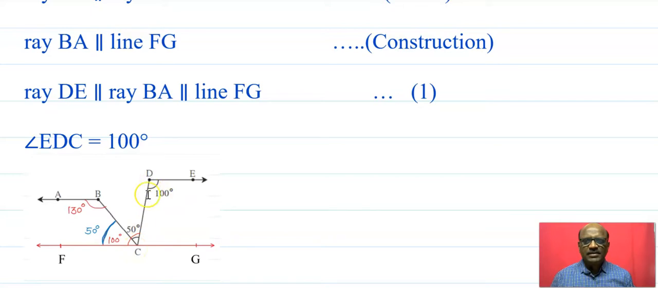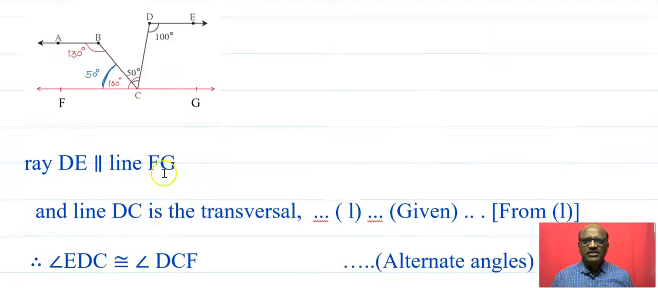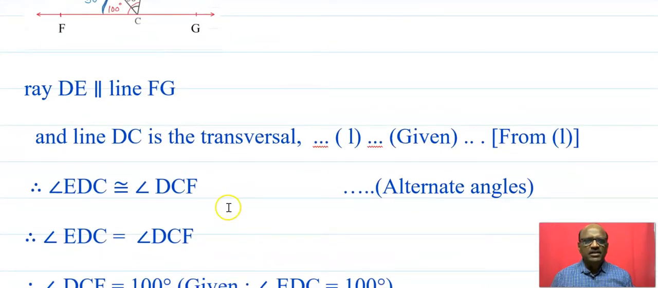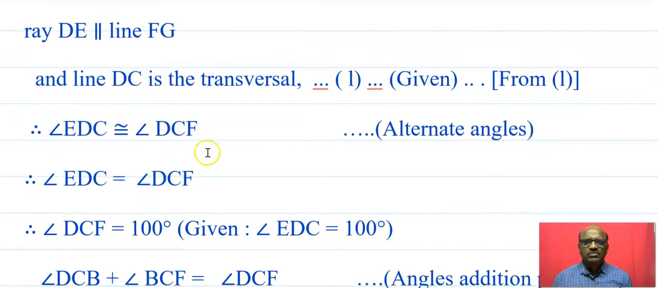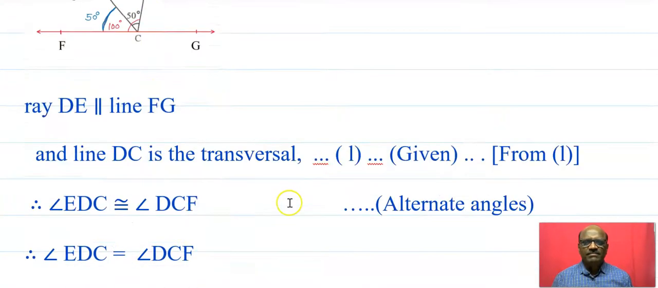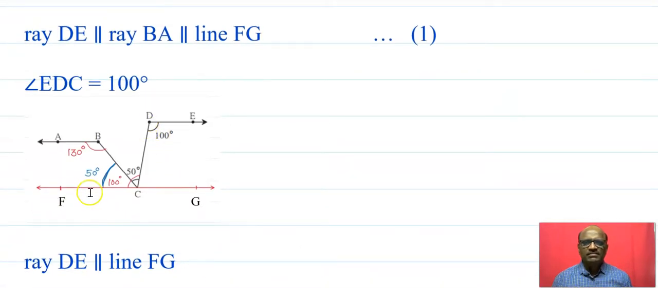Angle EDC and angle DCF are the alternate angles. Therefore, as I have shown here in the red lines, the measure of angle DCF is equal to 100. DE is parallel to line FG, DC is their transversal. Therefore, measure of angle EDC is equal to measure of angle DCF, and therefore measure of angle DCF is equal to 100.